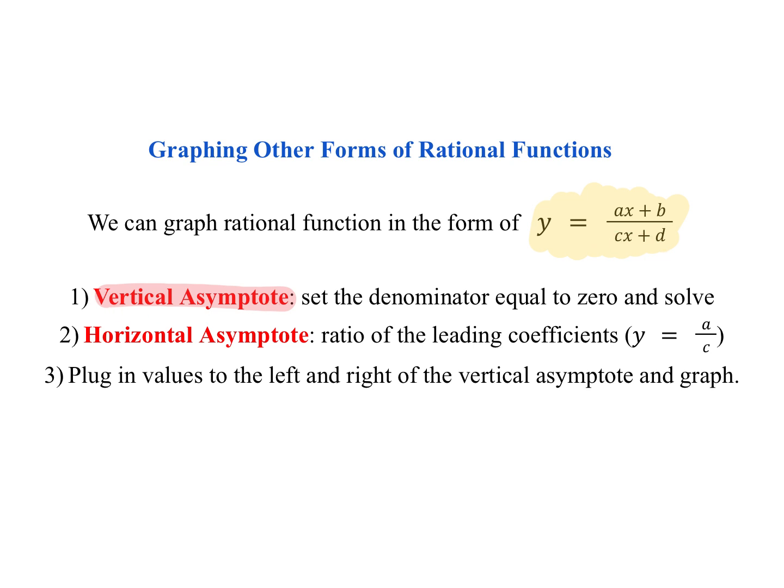Pretty easy to do. And the horizontal asymptote is even easier. When it's in this form, you simply look at the ratio of the leading coefficients. So the leading coefficient of the numerator is a, the leading coefficient of the denominator is c. It's whatever a over c is, and that's going to be your horizontal asymptote. So that one you can tell just by looking at it. And then just like we've been doing, we're going to plug in values to the left and right of the vertical asymptote to graph.